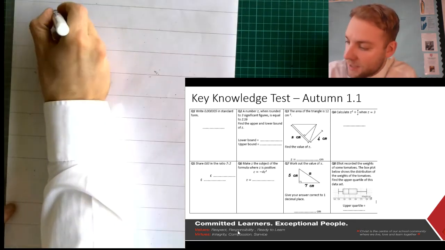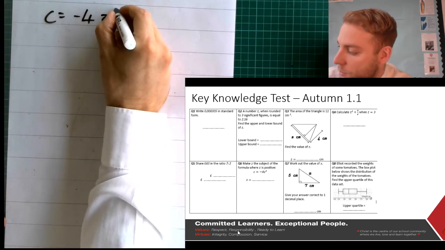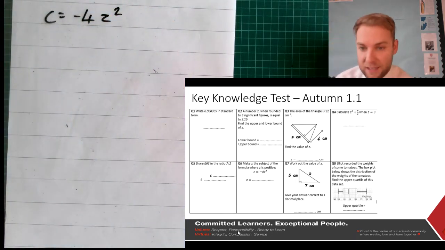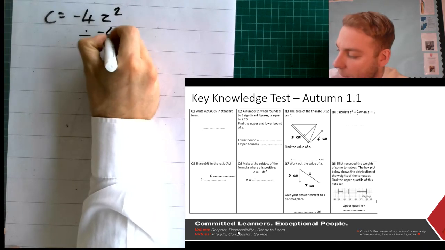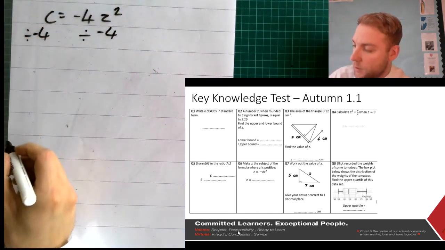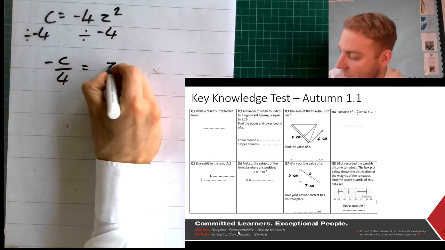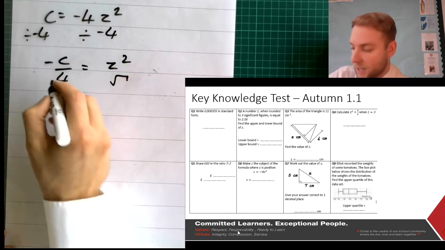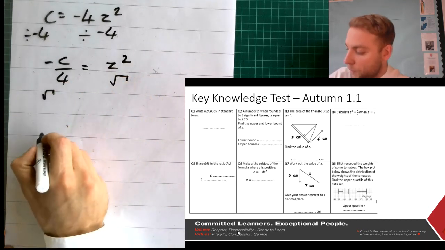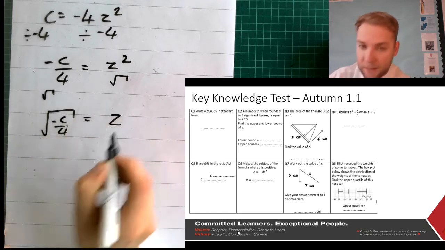The next one here says make Z the subject. So here I've got C is equal to minus 4Z squared. So I'm going to divide both sides here first by this one here. So divide by minus 4, divide by minus 4. So I end up with negative C over 4 is equal to Z squared. And then to get rid of this Z squared, I'm going to square root both sides, so I end up with the square root of minus C over 4 is equal to Z.